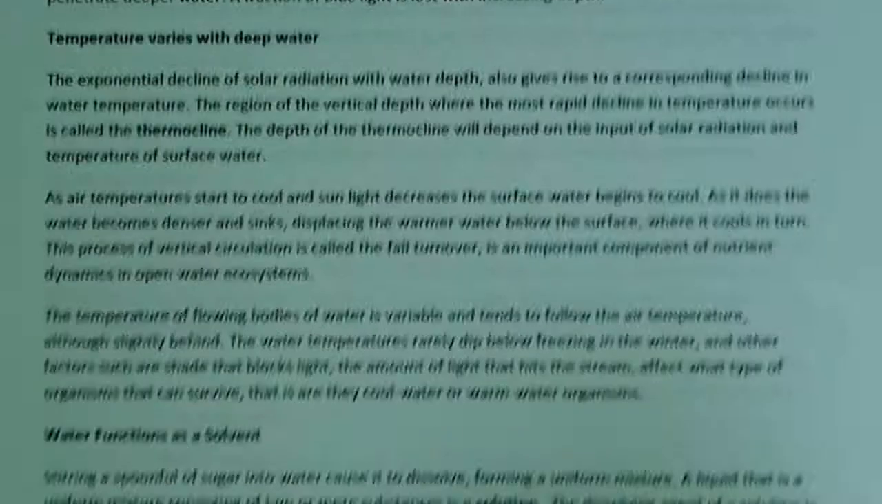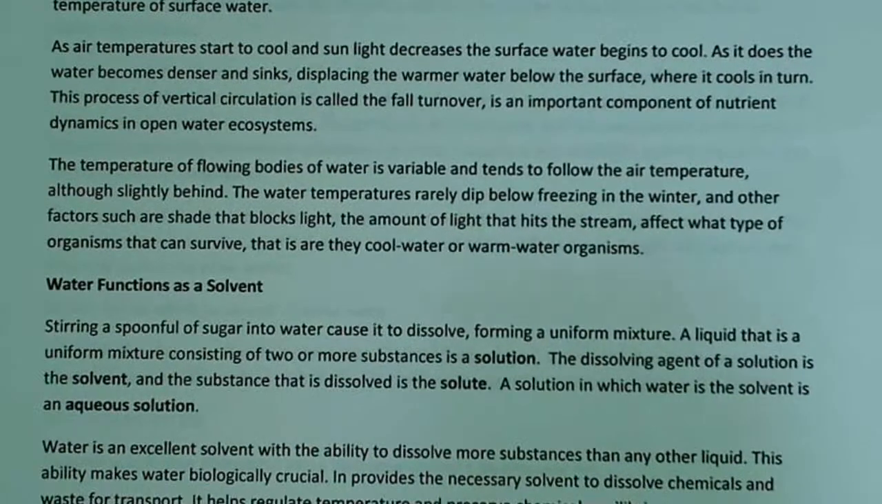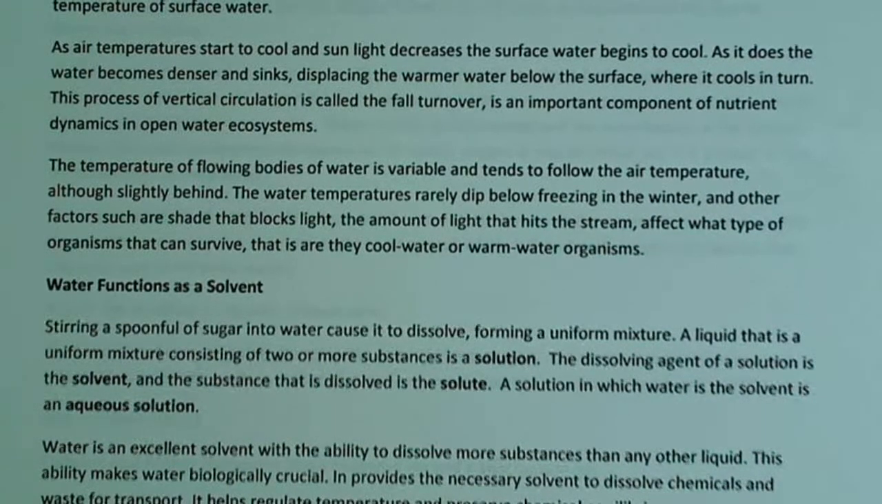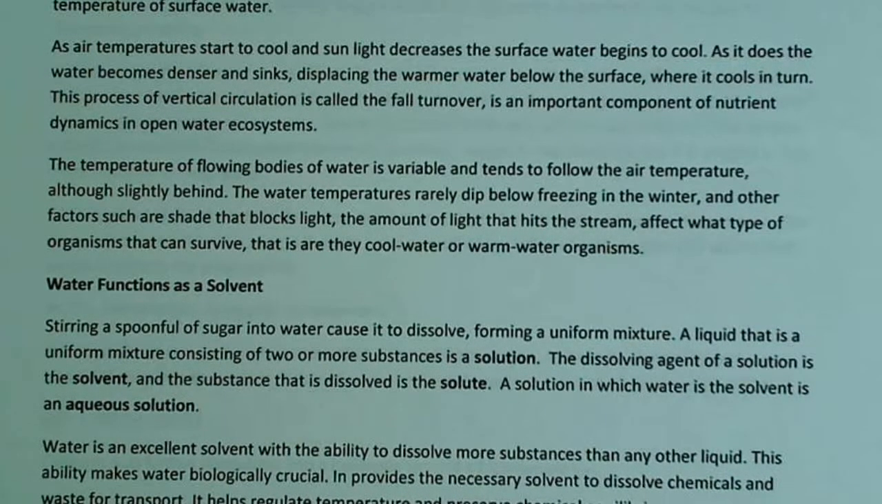The temperature of flowing bodies of water is variable and tends to follow the air temperatures, although slightly behind. The water temperature rarely dips below freezing in the winter, and other factors such as shade that block light, and the amount of light that hits the stream, can also affect the type of organisms that can survive there. Are they cool water organisms or warm water organisms? It will depend on the amount of light getting through and the temperature conditions.